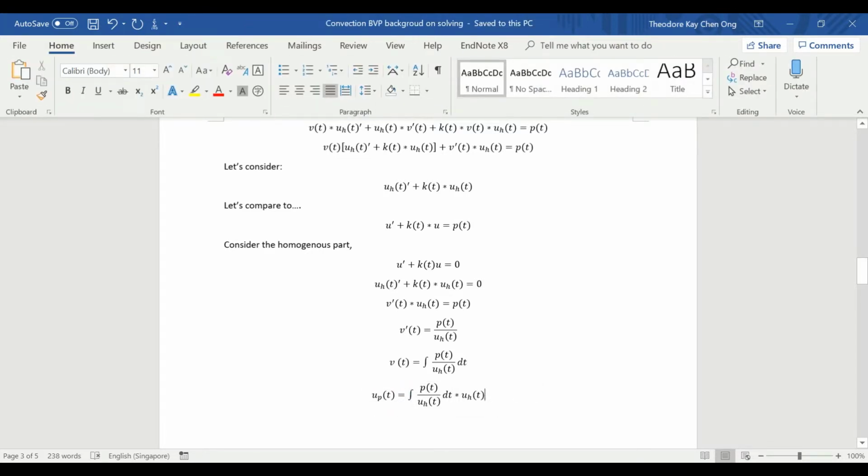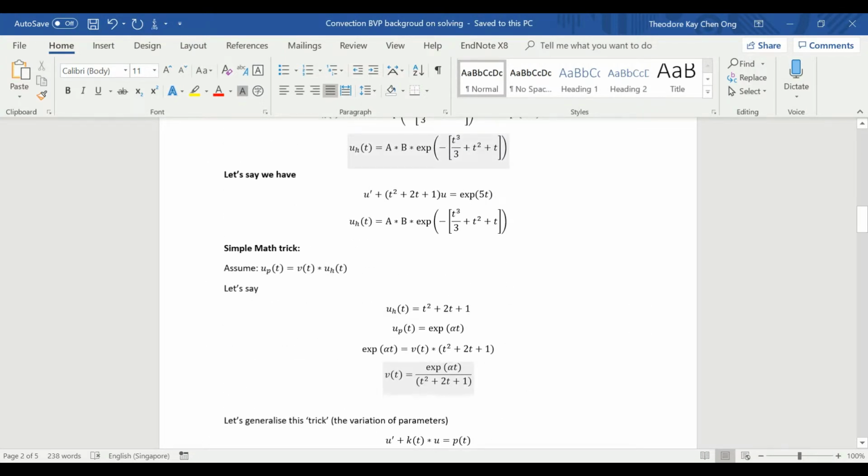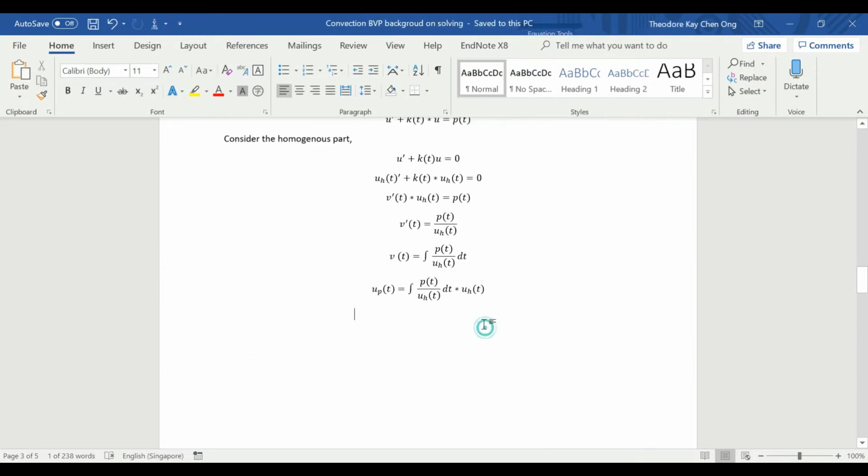So let's consider the tough looking question we were having just now. We have this. I just came up with some random ordinary differential equation, a first order one. So what is next? What is next is that we already found the homogeneous solution. So the homogeneous part, okay, example problem.